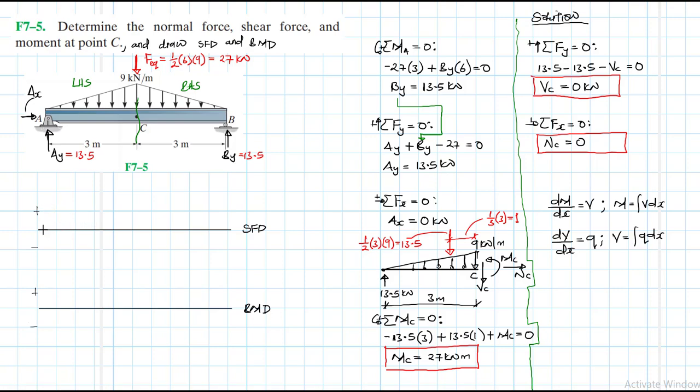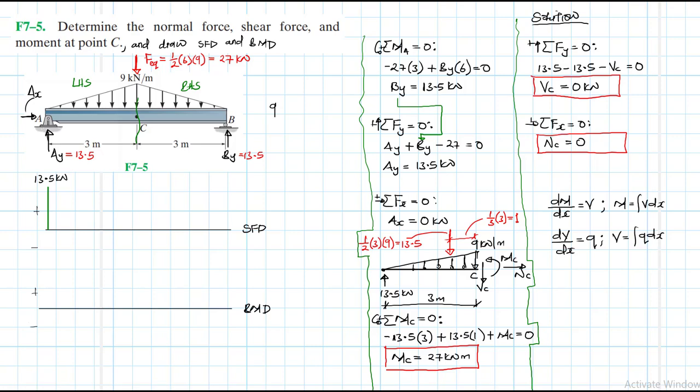So what do we have at A? We have 13.5. So we expect this to go up like so, up to somewhere there. And when it reaches this point here, we are calling it 13.5 kilonewtons.